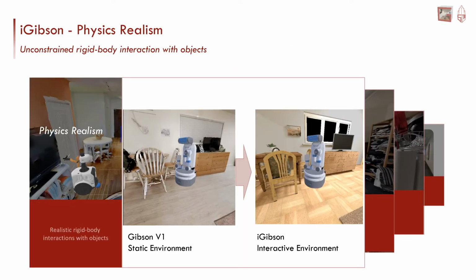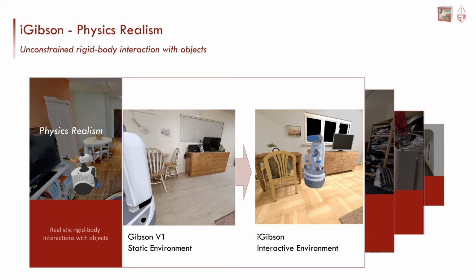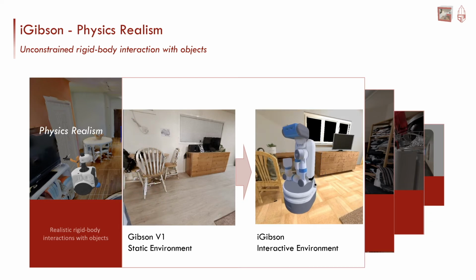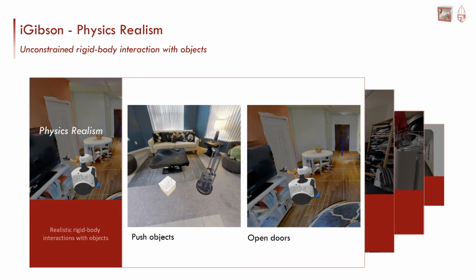First, it's about physics realism. Previously, we could not interact with the environment, so the robot would basically glide into the mesh and slide, which is not very realistic. Now, if the robot runs into a chair, the chair will move with the robot, as would happen in real life. We can also use the robot itself to push objects to simulate this type of non-prehensile manipulation. And we can also use the robot to open doors, which can help the robot go from one room to another room.